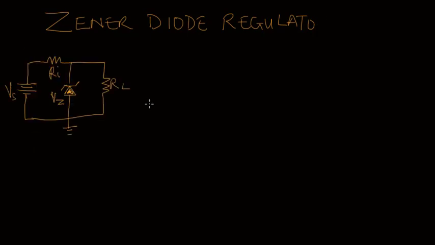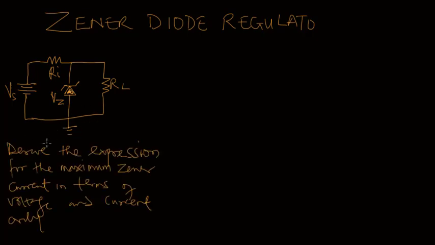So that's the simple Zener diode circuit. For the Zener diode voltage regulator circuit shown here, derive the expression for the maximum Zener current in terms of voltage and current only. So we are deriving the expression for the maximum Zener current in terms of voltage and current only. To begin, let us see the current flowing through various elements in the circuit.